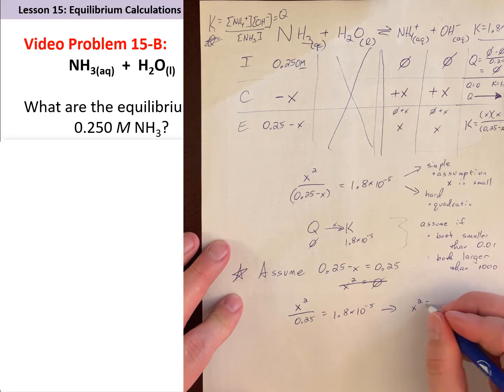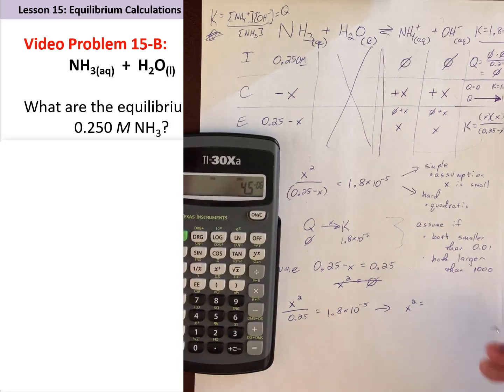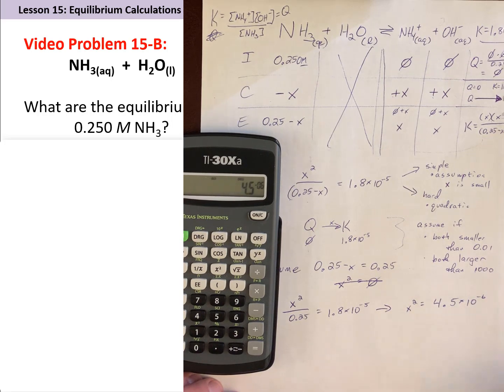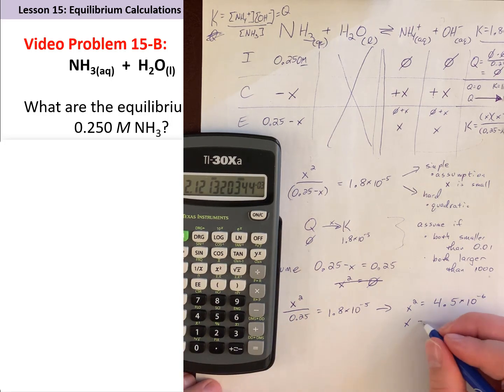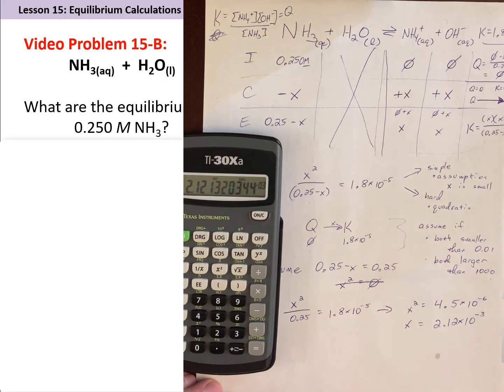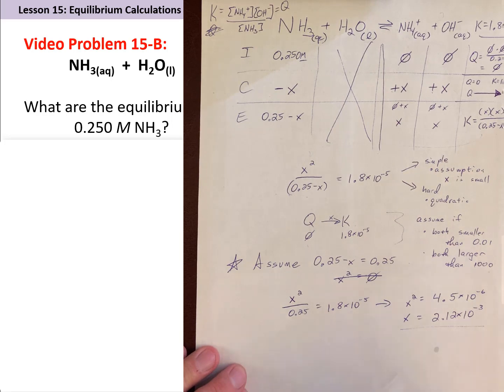Or x squared equals 4.5 times 10 to the negative 6th. Okay, and so I do the square root of this here, and that's 2.12 times 10 to the minus 3. All right, now I go ahead and take this x and plug it back in.